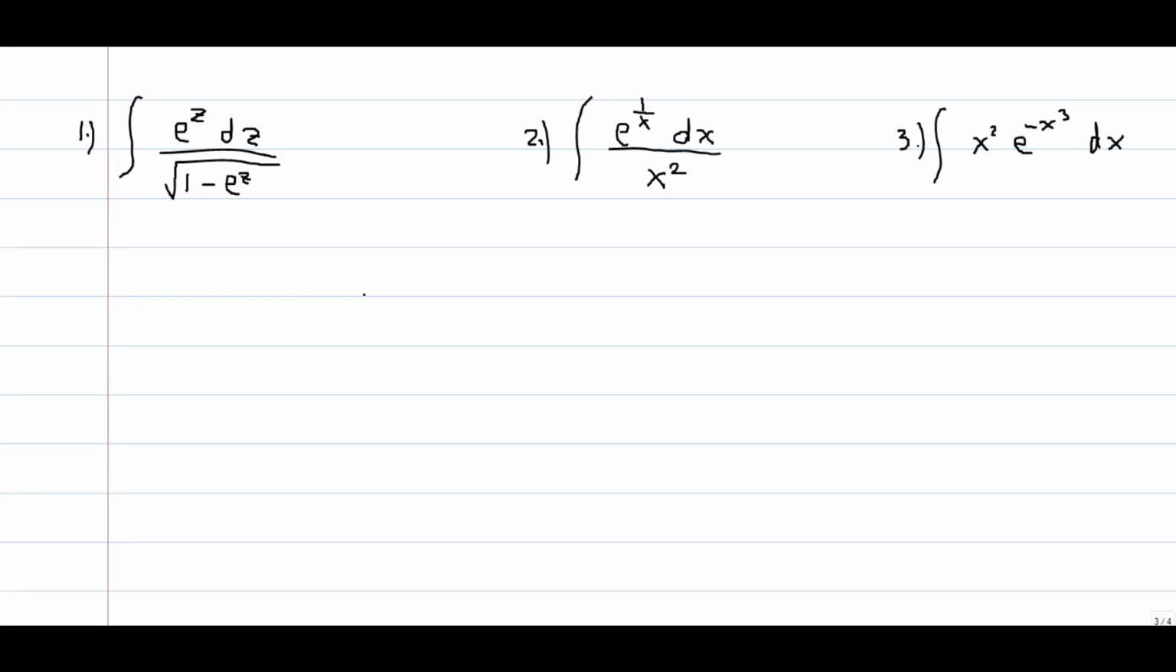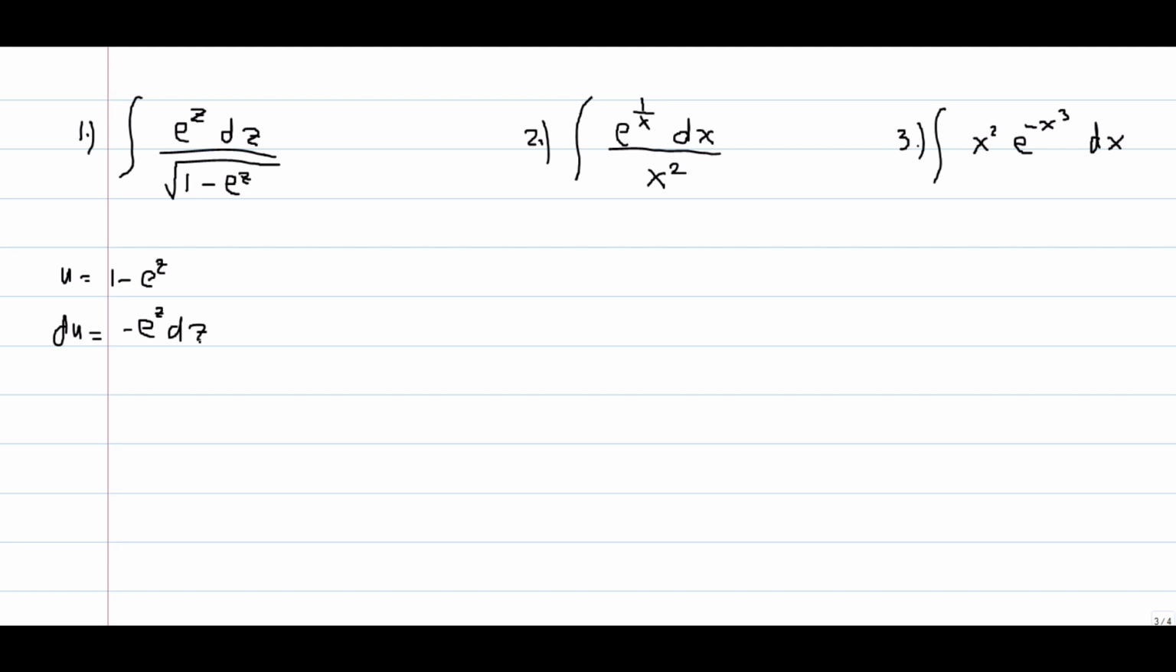Okay, so we have the example in exponential functions based on integration. So problem number 1, what is the equivalent antiderivative of e to the power z dz over the square root of 1 minus e to the power z? Okay, so I let 1 minus e to the power z be our u. So therefore, u is equal to 1 minus e to the power z. So du here is equal to negative e to the power z dz.